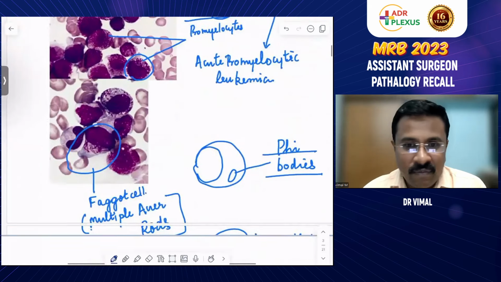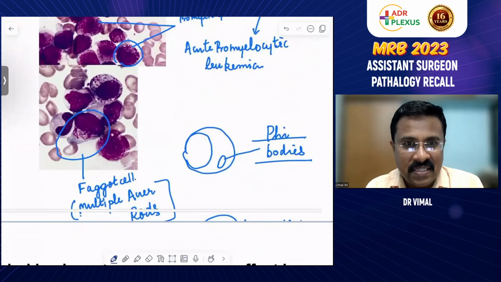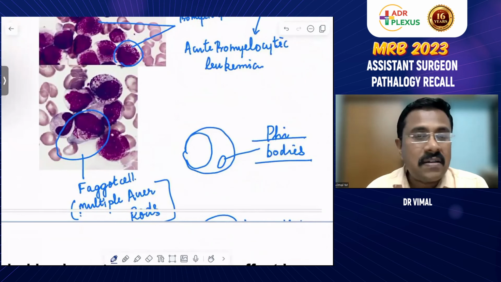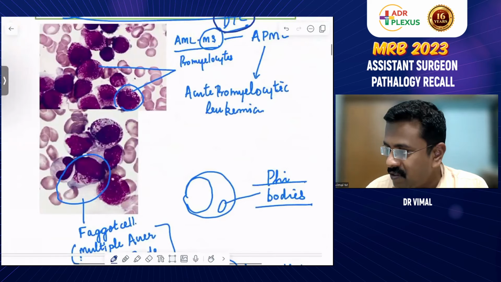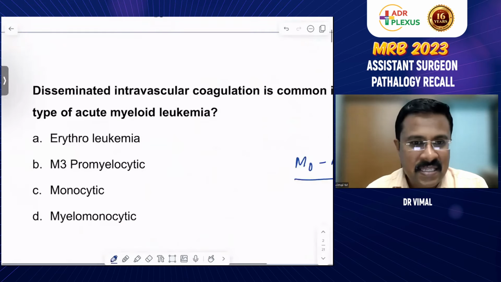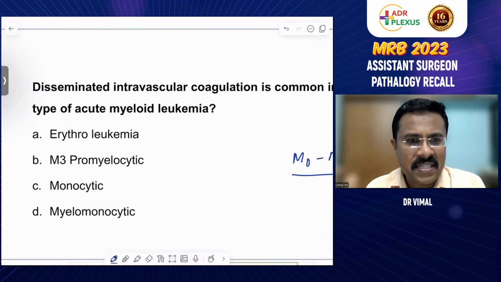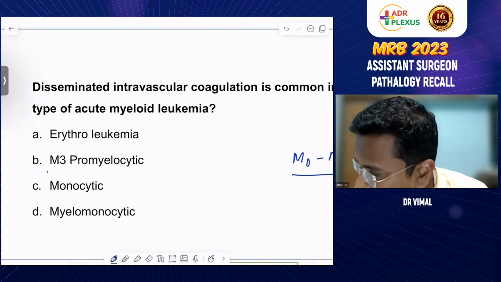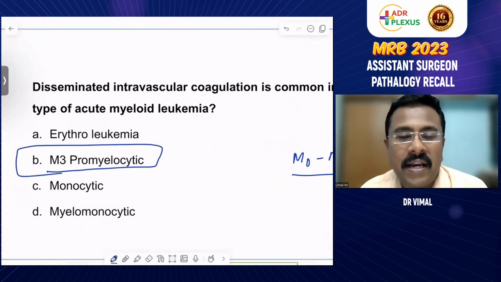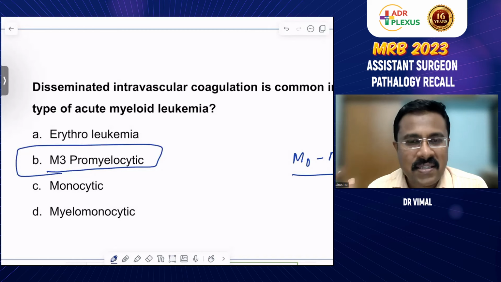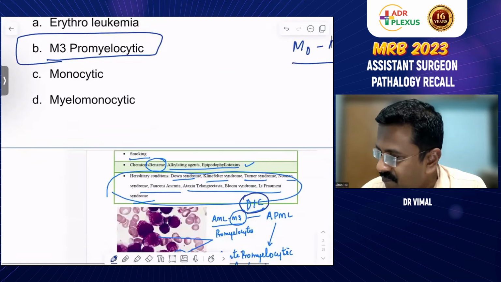I hope you also remember the thing we discussed, Faggot cells, that is, we can see multiple Auer rods and Faggot bodies. So these are the screenshots of our notes for you, and you can see here that exactly the same thing is asked. DIC is common in AML M3, that is the promyelocytic leukemia. So guys, next move on to the next question.